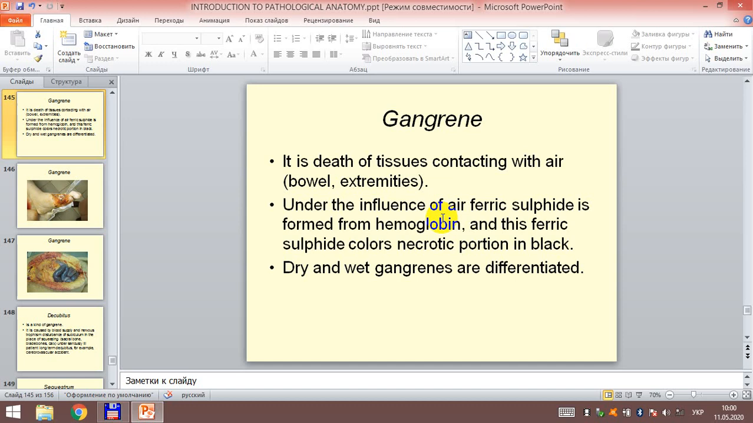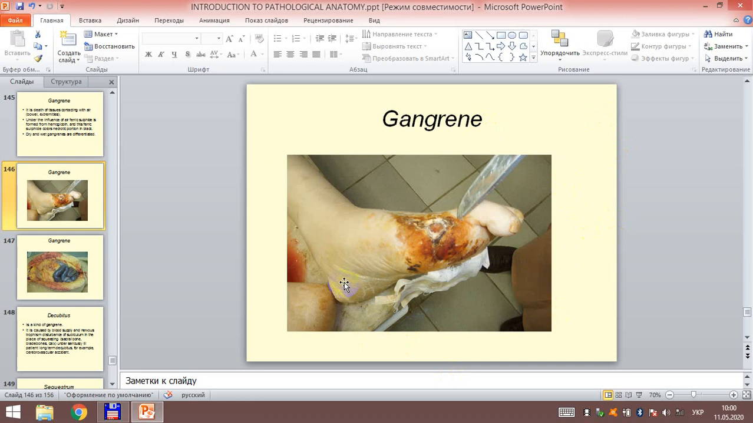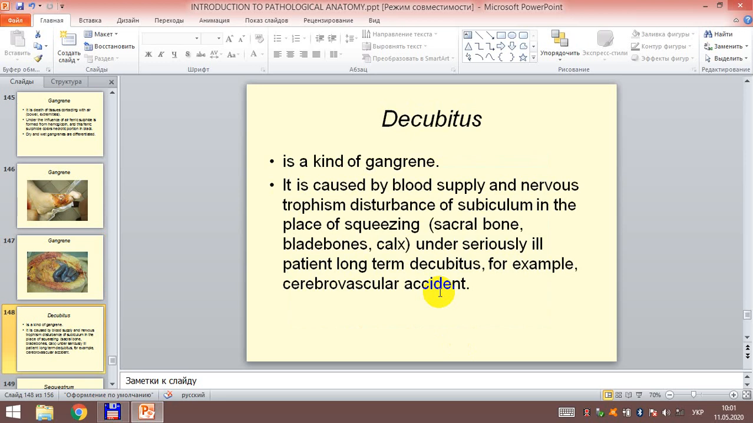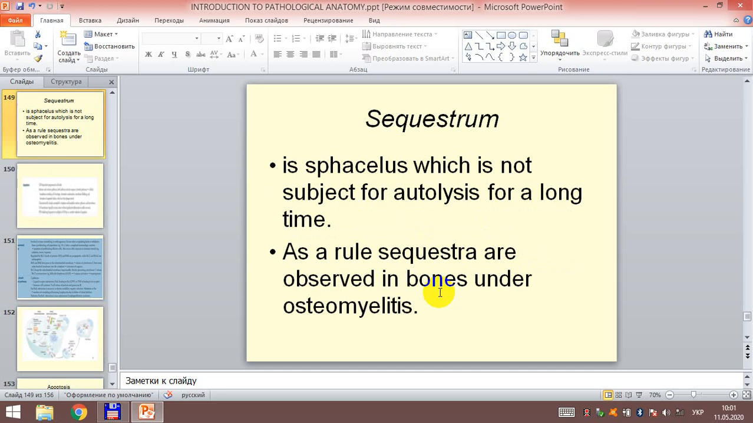In this picture, microscopic signs of gangrene. This is gangrene of the intestine, stained black as a result of stopped blood supply. Decubitus is a kind of gangrene. It is caused by blood supply and nervous trophism disturbance of subcutaneous tissue in the place of squeezing, over the sacral bone, and occurs in patients with long-term bed rest, for example, with cerebral vascular accident. Sequestrum is a piece of dead tissue which is not subject to autolysis for a long time. As a rule, sequestra are observed in bones in osteomyelitis.